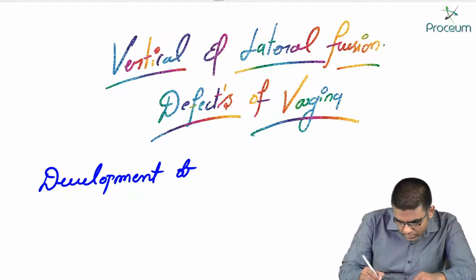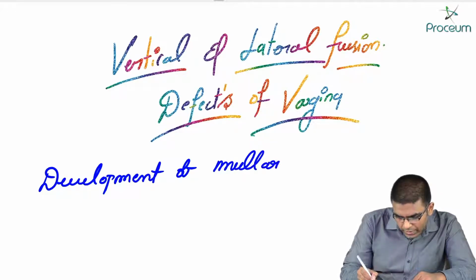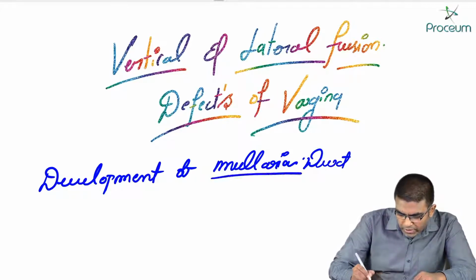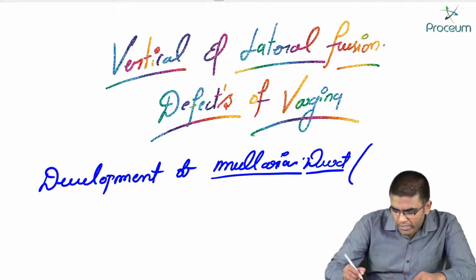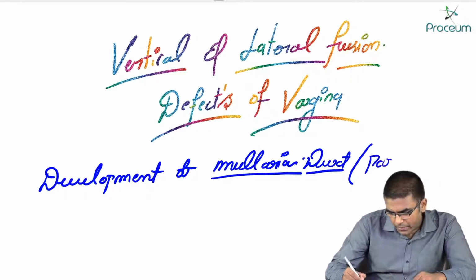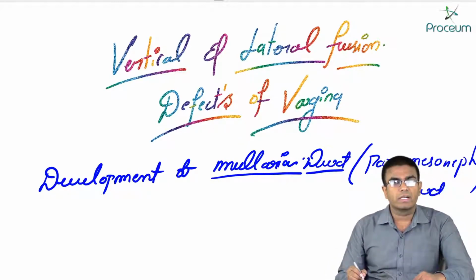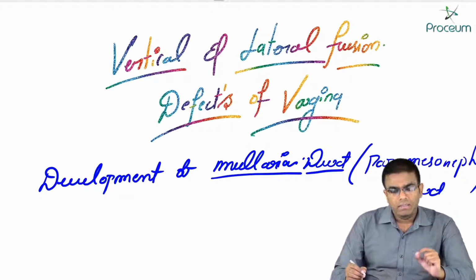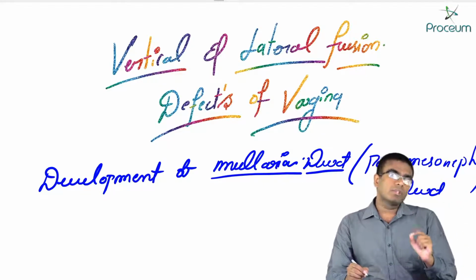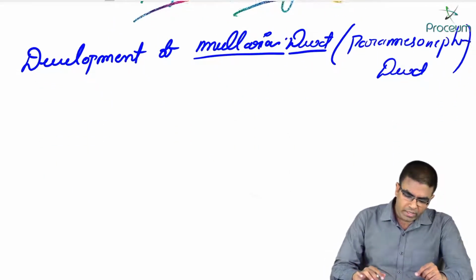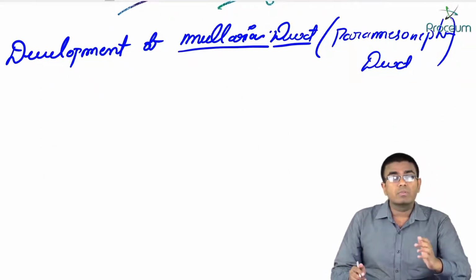Development of the Mullerian duct. So what is the other name of the Mullerian duct? The other name for the Mullerian duct is paramesonephric duct. So why are we calling the Mullerian duct the paramesonephric duct? I will show you the reason why the Mullerian duct is known as the paramesonephric duct.